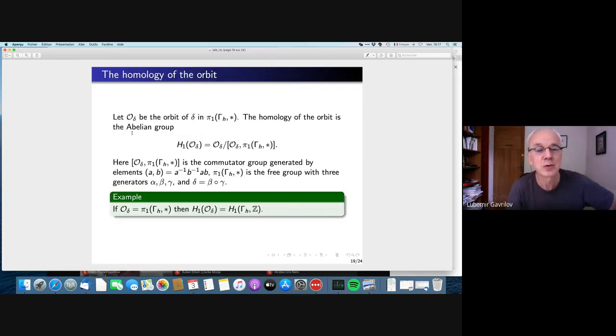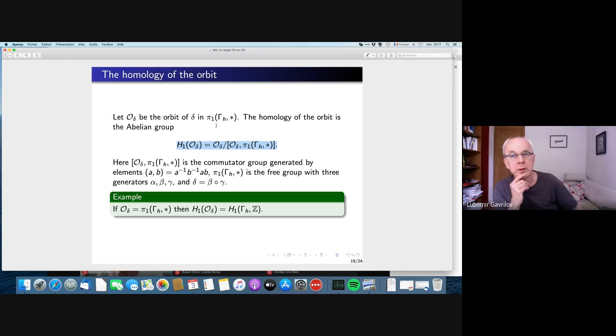So what is the homology of the orbit? This is an algebraic object. Here is the formal definition. I'll explain what is what. O delta is the orbit of our loop in the fundamental group of our plane with 3 removed points. So it is some set in principle, but we take the least normal subgroup which contains this set.